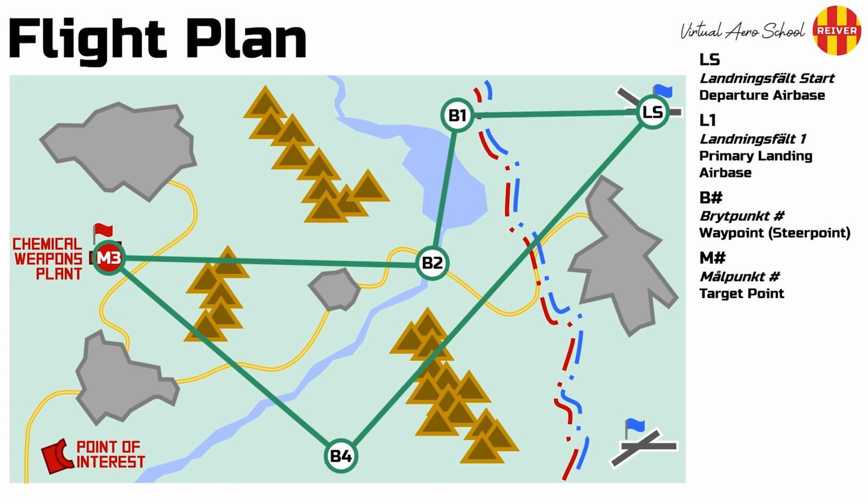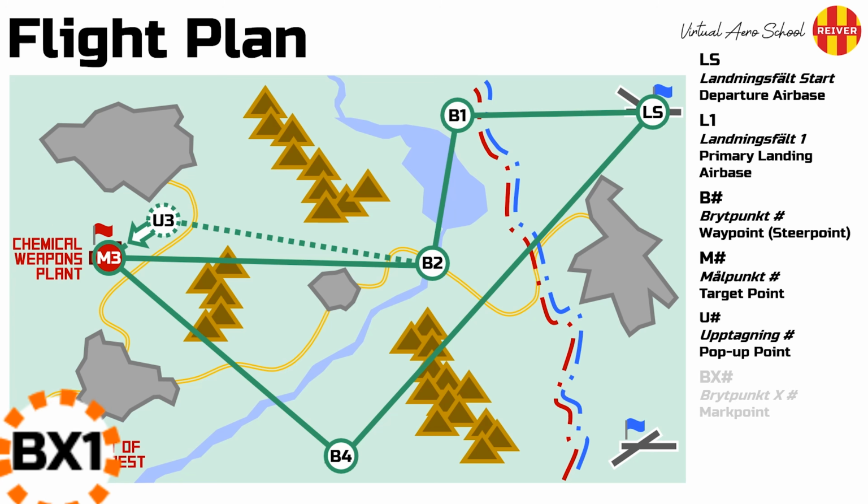LS/L1, a sequence of B waypoints, and one or more M target points constitute a basic flight plan. But there are still other varieties of optional waypoints we may wish to consider. A U waypoint marks the location of a pop-up point and is attached to an M target point at a pre-programmed distance and bearing. The U pop-up point is used to plan approaches against fixed targets. For example, an attack down the length of a runway, or an attack from a particular direction to avoid defenses.